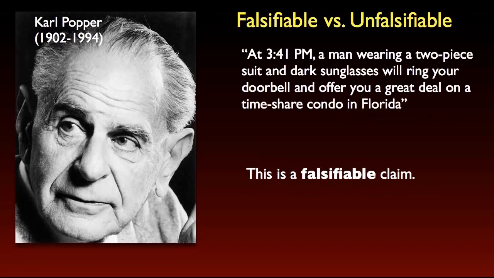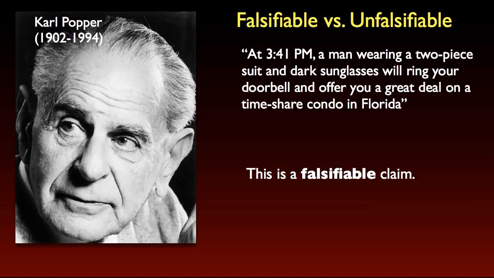But what if your horoscope said that today, at 3:41 p.m., a man wearing a two-piece suit and dark sunglasses will ring your doorbell and offer you a great deal on a timeshare condo in Florida? Now that is a falsifiable claim. What makes it falsifiable is that it clearly specifies the conditions under which we could all agree that the claim is false. If a man shows up at 2:30 instead of 3:41, it's false. If the man isn't wearing dark sunglasses, it's false. If the man offers a timeshare in Mexico instead of Florida, it's false. We all have a shared understanding of what would count as evidence that would falsify this claim.